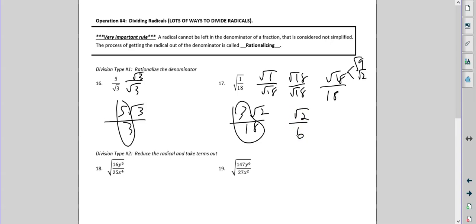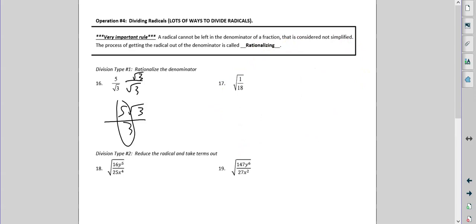Okay? Now, I'm going to erase this and show you another way you could have done it. Doesn't really matter, but just another way of doing it. You could have simplified this first. Square root of 1 is 1. And you could have broken this down, 9 and 2, right away to 3 radical 2. And then all you would have to do is multiply by radical 2 on the top and radical 2 on the bottom.